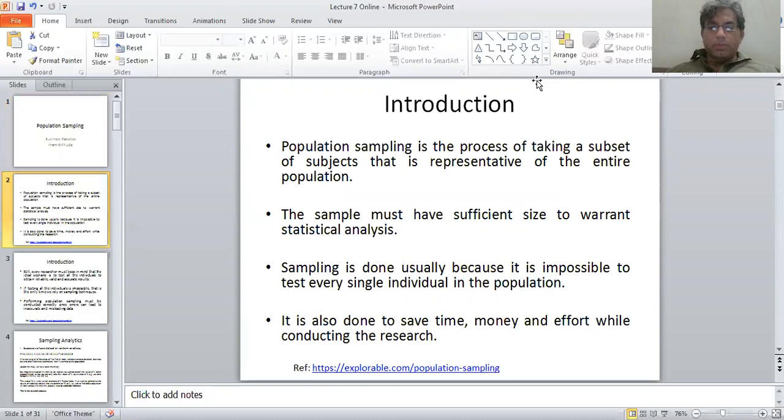So, population sampling. Population sampling is the process of taking a subset of subjects that is representative of the entire population. So, this is a very important point to understand.